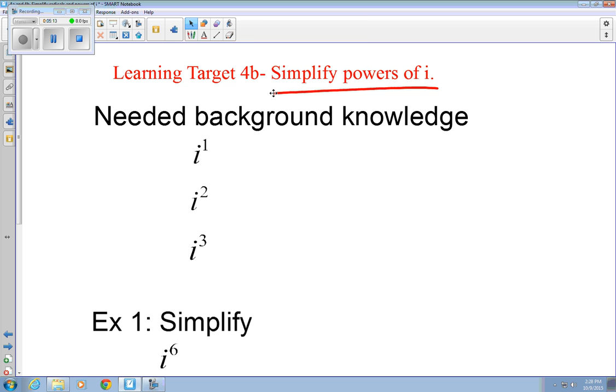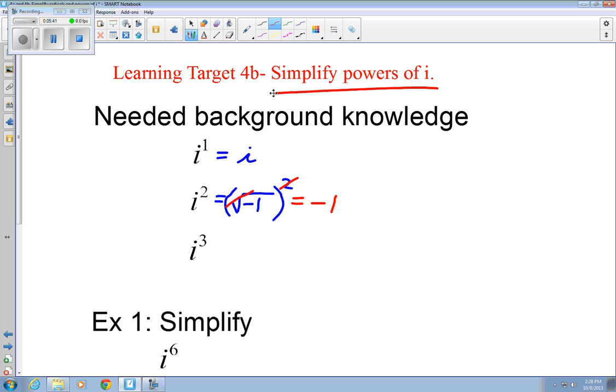So, needed background knowledge. i to the first power, that's just i. i squared. So this might need, break it down. i is the square root of negative 1. That's what i is. And if we square that, what we learned from our last unit is that square and square root are inverses of each other. So i squared is actually negative 1.